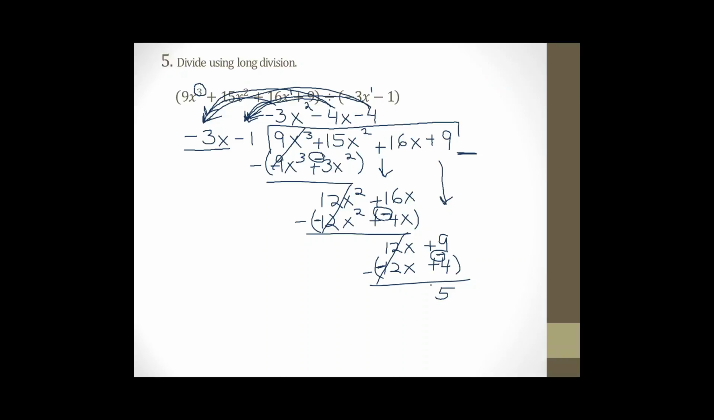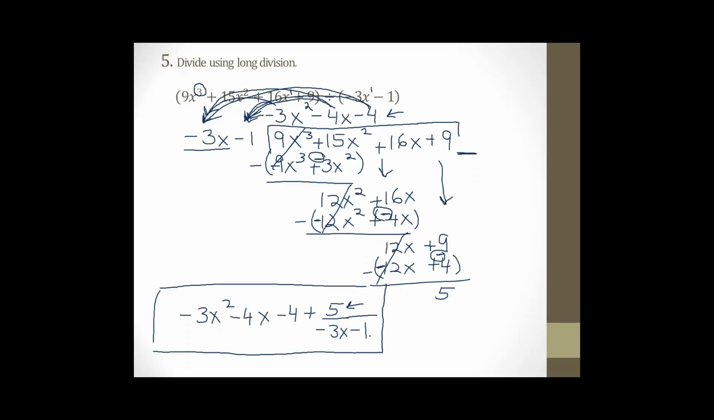Now I have to put everything together. This would be my answer, my quotient, and this is negative 3x squared minus 4x minus 4. And then my remainder, I add that, and the remainder wasn't able to be divided, so that just goes in the bottom. The actual complete solution to this problem would be written like this.